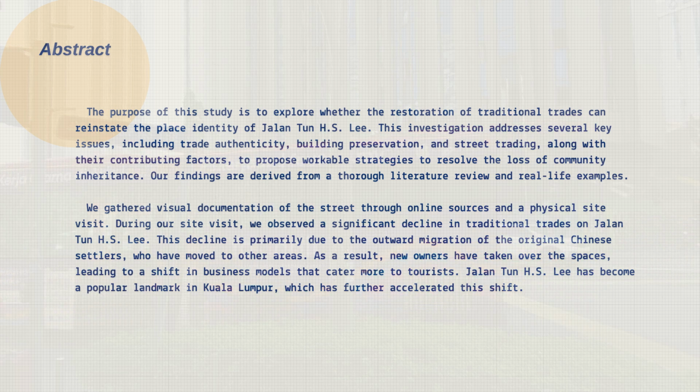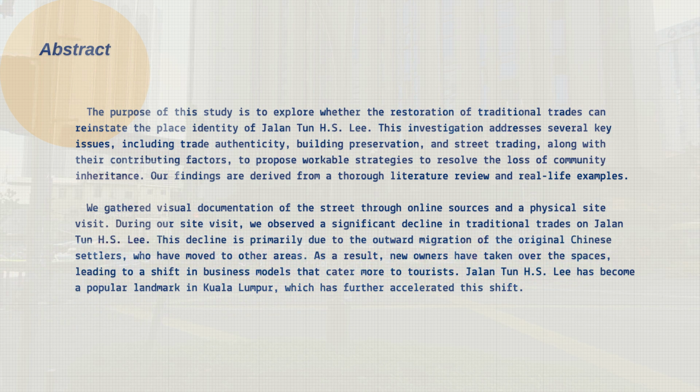This presentation focuses on place identity of Jalan Tun HS Lee and how trade plays a big part in that. The purpose of this study is to explore whether the restoration of traditional trades can reinstate the place identity of Jalan Tun HS Lee. This investigation addresses several key issues, including trade authenticity, building preservation, and street trading, along with their contributing factors to propose workable strategies to resolve the loss of community inheritance. Our findings are derived from a thorough literature review and real-life examples. We gathered visual documentation of the street through online sources and a physical site visit.